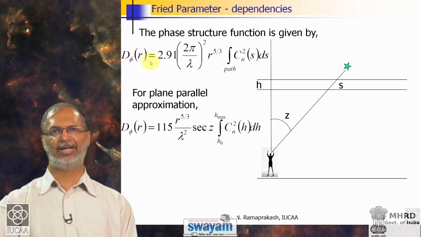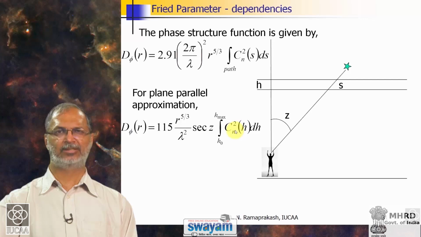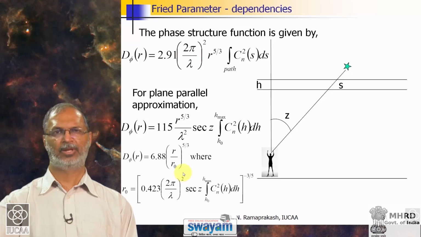But if you plug that back into this formula, you get the phase structure function to be 115 r raised to 5/3 lambda to the -2 sec z, and the integral of the refractive index structure constant toward the vertical direction in the sky. So, if I can measure the refractive index structure constant integral along the vertical direction, and if I know the angle at which I am looking at any part of the sky, I can find out the effective phase structure function towards that direction of the sky.